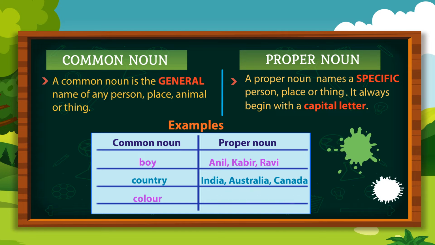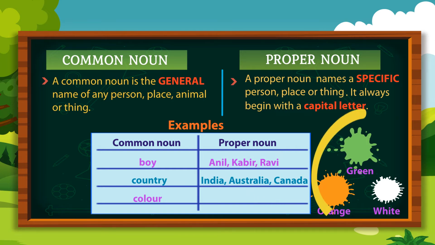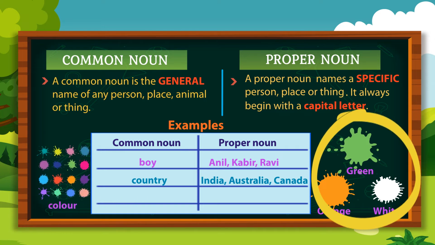Green, white, and orange. They are different colors. Green is a specific color name. White is a specific color name. And orange is also a specific color name. But what is common among all three? Color. So, color is a common noun. And green, white, and orange are proper nouns.